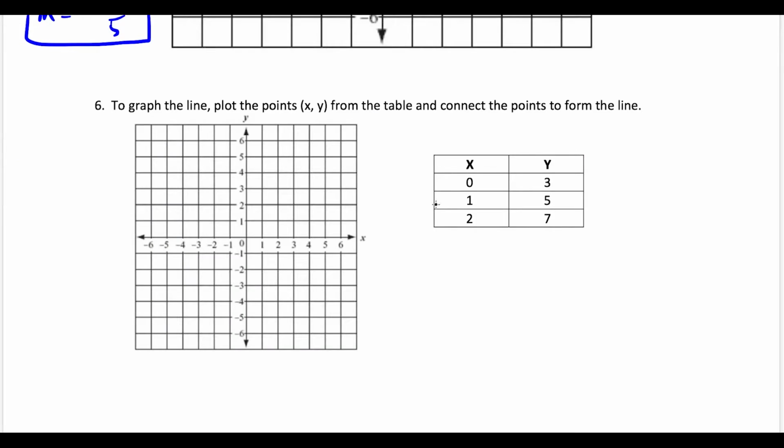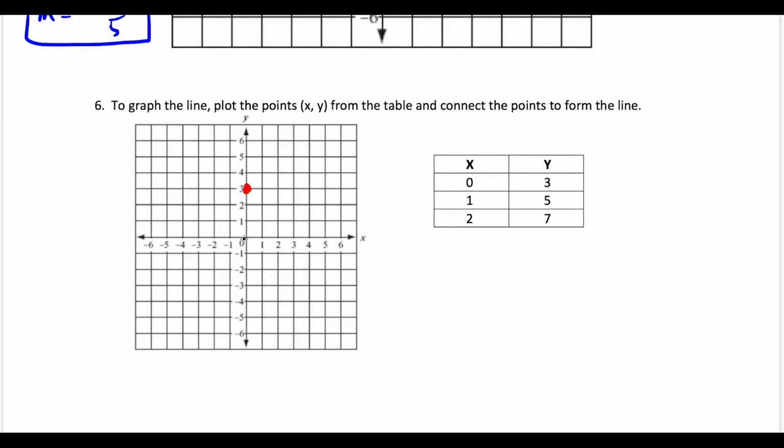So question 6, we're going to plot these points, and then we're going to connect them to form a straight line. So we have first the point 0, 3. So we're going to the right or left 0. So we're not moving from the origin or the center 0, 0. And then we're going up 3. So we're going up here. So that's the first point here.